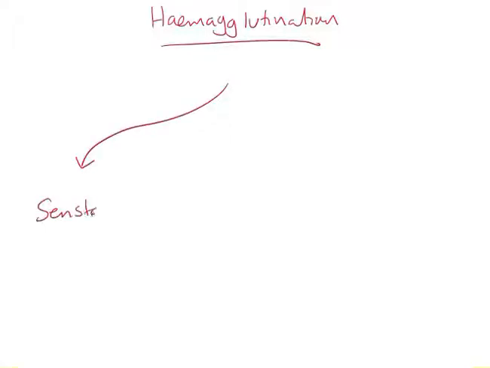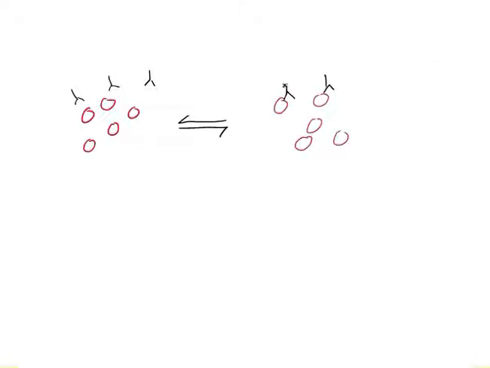So let's start. So hemagglutination, as we said, happens in two stages. The first one is the sensitization step, and the second one is the lattice formation step or the agglutination step. So in sensitization step, the antibody will bind to the corresponding antigen if it's present, and this is a reversible step. Then bridges will form between red blood cells, causing the visible agglutination.